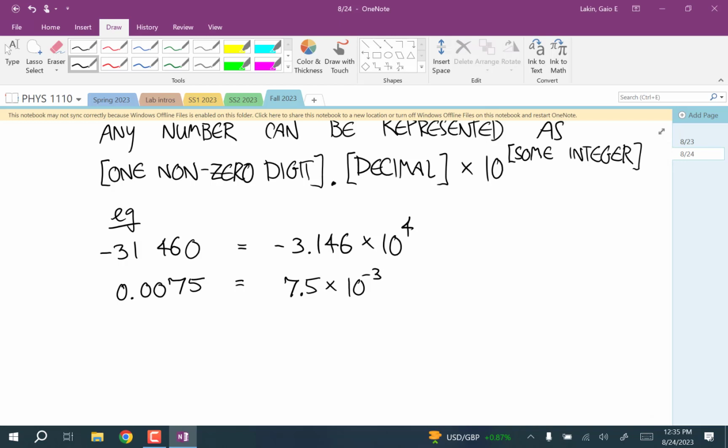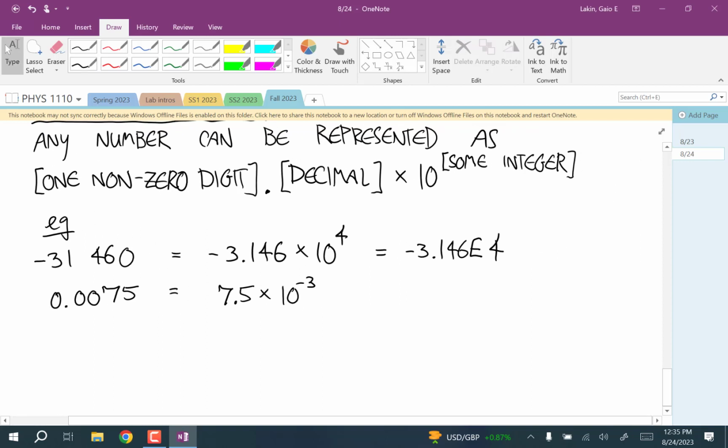But the one thing you don't want to do, because it also drives the chemistry people crazy, is this. You could write this as negative 3.146 E4. Don't write it as negative 3.146 times e to the fourth, okay? Because that's a totally different thing, okay?